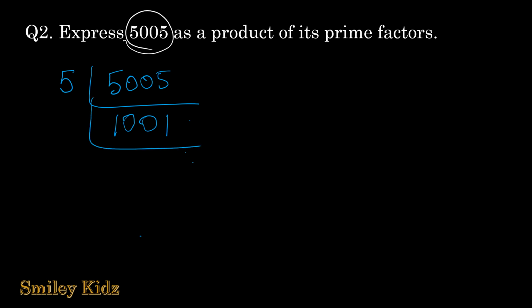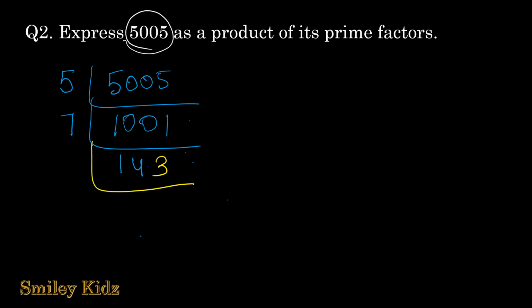Express 5005 as a product of primes. That means we are going to factorize 5005. Now first let me do it with 5. 5 times 1001. Then I'm going to do it with 7. 7 times 1 is 7. 3 is left out. I'm going to do it with 4. 7 times 4 is 28. 2 is left out. So it's 21 right now. 7 times 3 is 21.